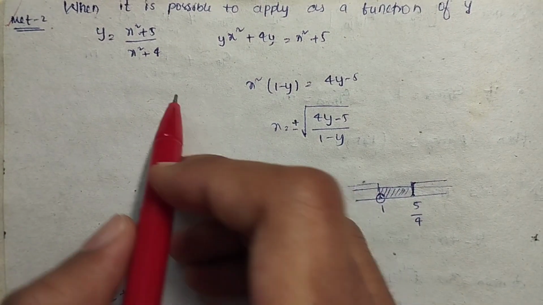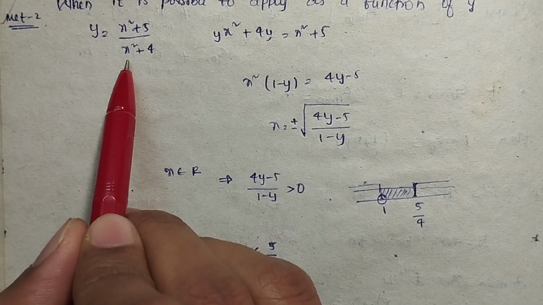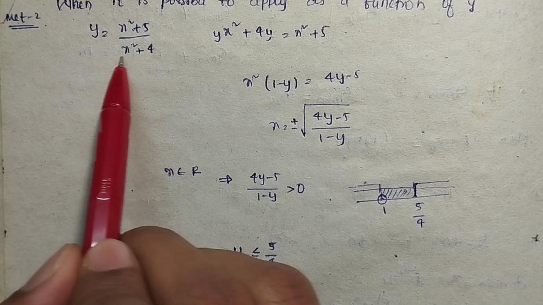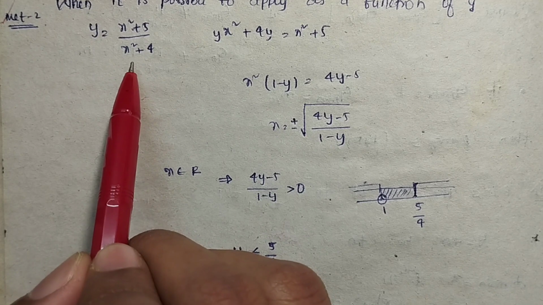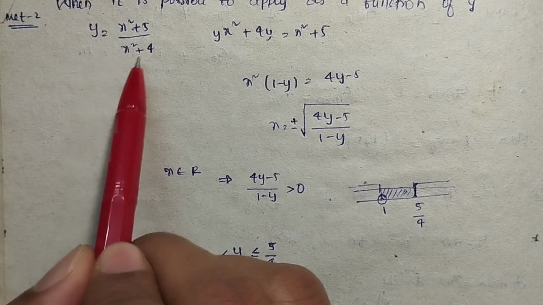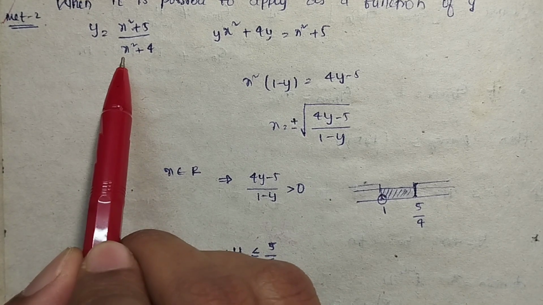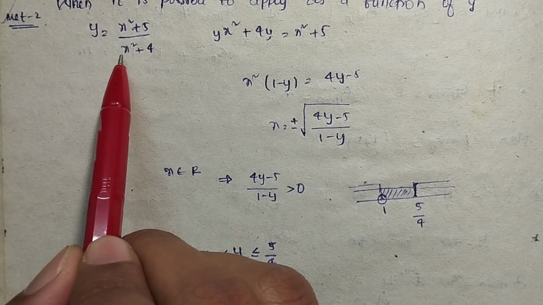This inverse method can be applied to find the range when there are no points of x for which the function is not defined. Since we have seen the domain of the function is all values of x, all values on the real axis, there are no points for which the function is not defined. So then only we can apply this inverse method.